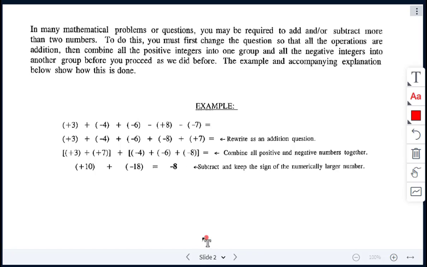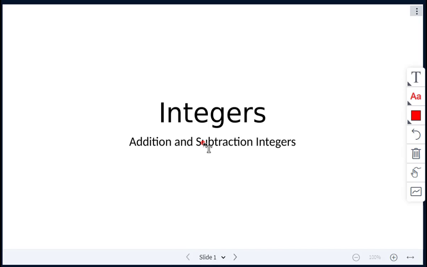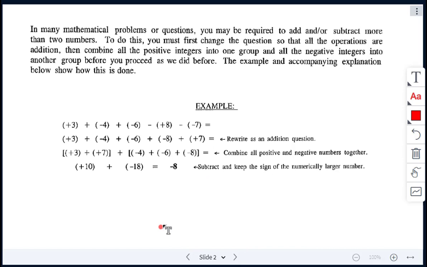All right, today's lesson we are looking at integers, addition and subtraction of integers when you have a whole list of numbers like this. In many mathematical problems, you may be required to add and or subtract more than two numbers. So you have to first change the question so that all the operations are addition, and then combine all the positive integers into one group and all the negative integers into another group, and then you can proceed. If we look at this example here, we have plus 3, plus negative 4, plus negative 6.